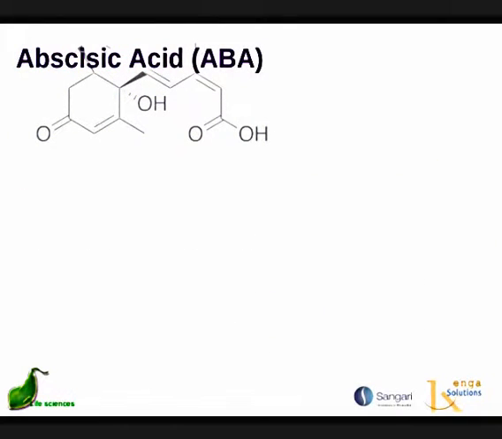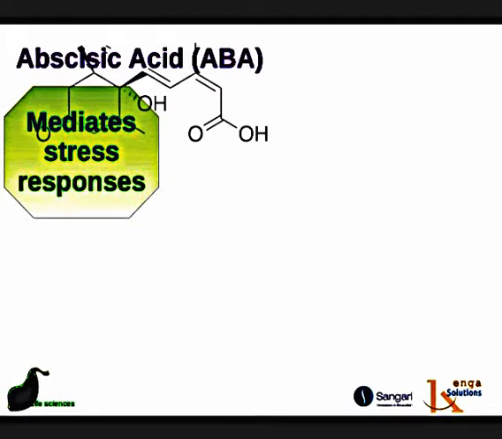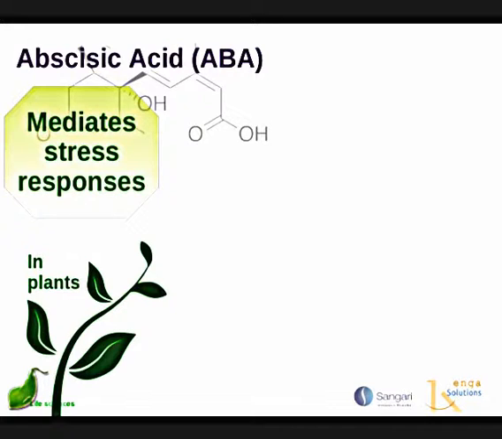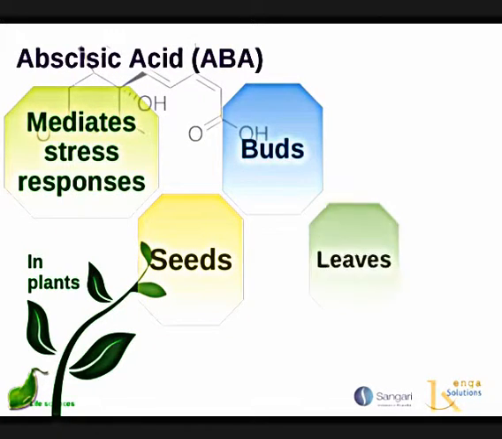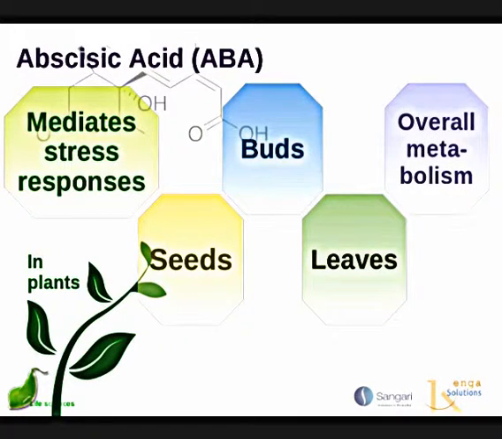Now let's move on and look at abscisic acid. Abscisic acid is often thought of as a stress-mediating hormone, although it has other roles as well. In particular, it mediates the stress responses in seeds, in buds, and in the leaves, and by affecting the overall metabolism of the plant as well.